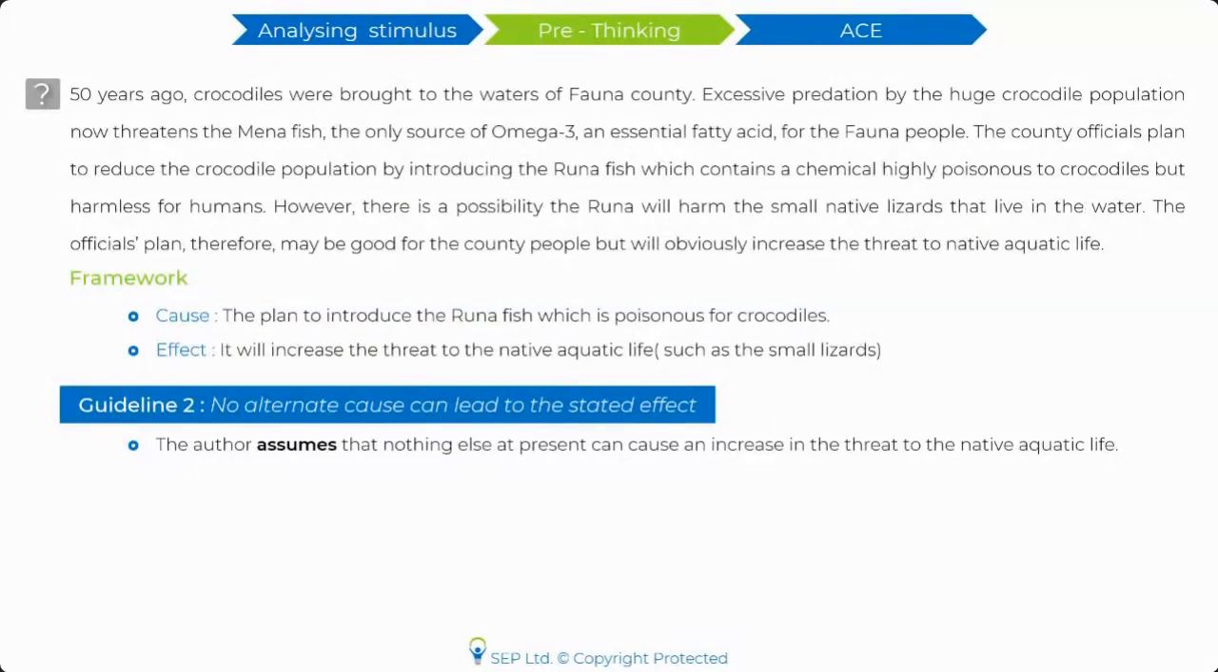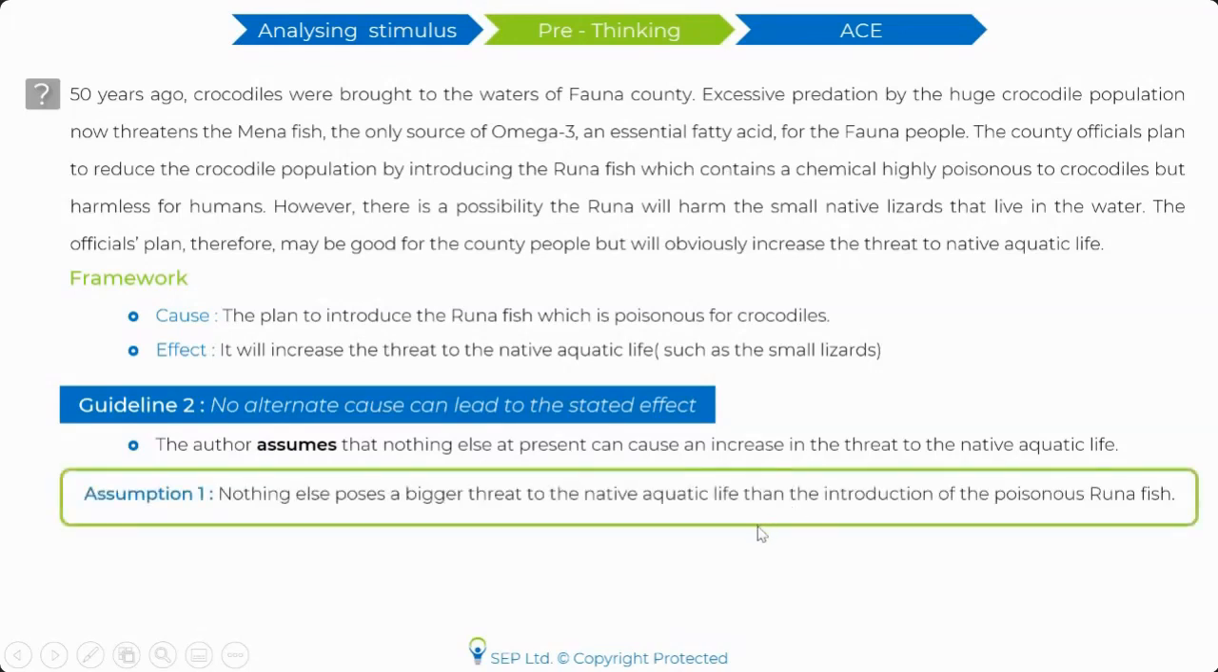Now let's see how we can come up with an assumption. If we are saying nothing else at present can cause an increase in the threat, what we are saying is there is nothing else which is a bigger threat to the native aquatic life. We are saying that nothing else is a bigger threat. Read this. We are basically saying nothing else is a bigger threat to native aquatic life than the introduction of poisonous tuna, isn't it? I mean, think about it like this.